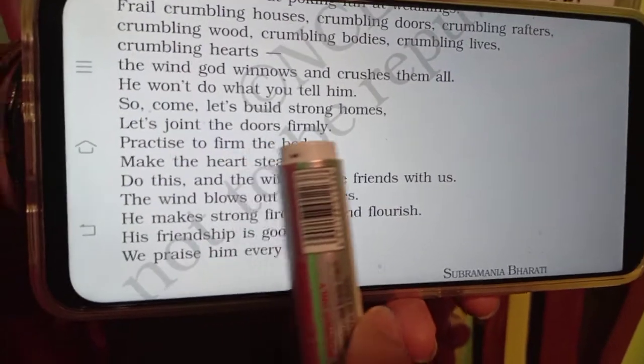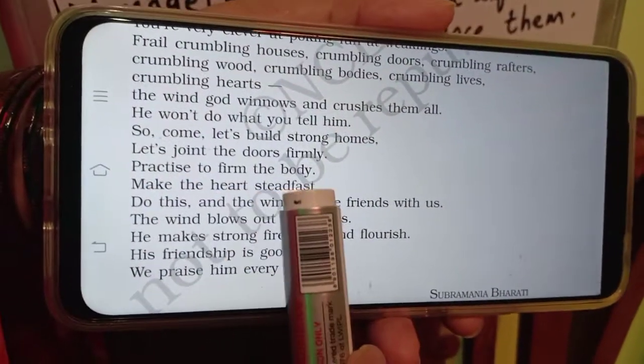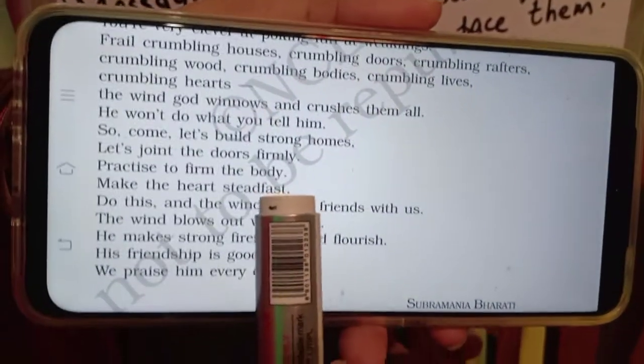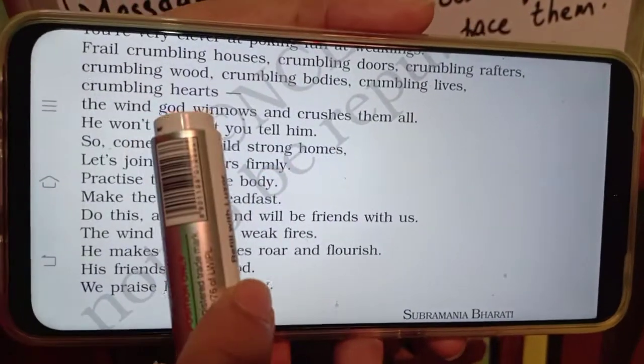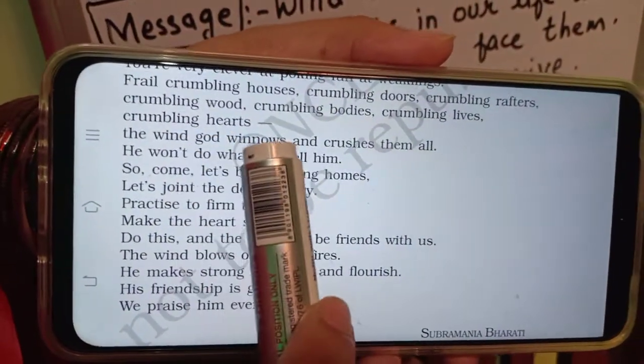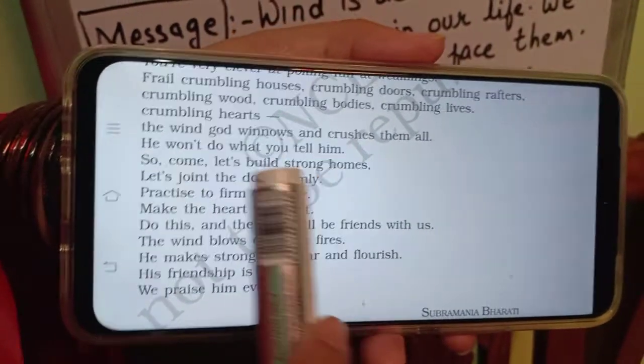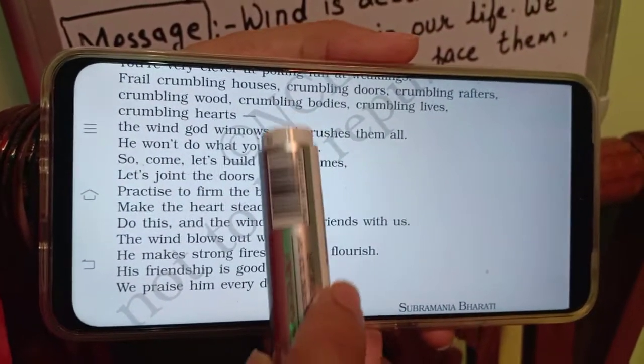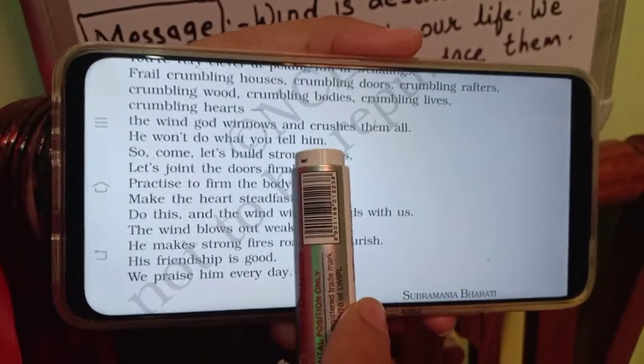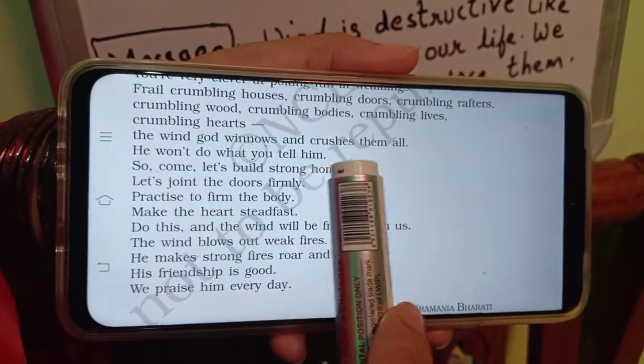Practice the firm the body. Make the heart steadfast. Steadfast means very strong. Okay, now here the wind god. Wind is compared to the god. Like we separate wheat from the husk, wind also separates strong from the weak. He crushes the weak and he supports the strong.